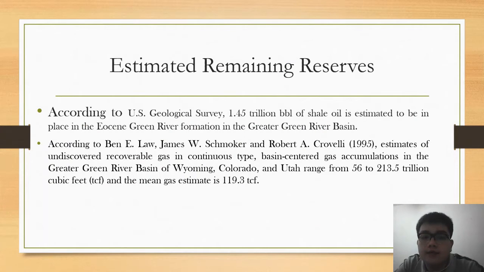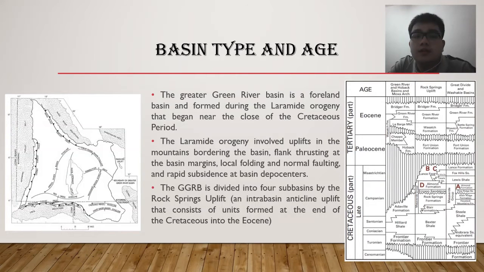According to the U.S. Geological Survey, 1.45 trillion barrels of shale oil is estimated to be in place in the Eocene Green River Formation in the Greater Green River Basin. According to Law, Spencer, and Roberts in 1995, the estimate of recoverable gas in place is 119.5 trillion cubic feet.